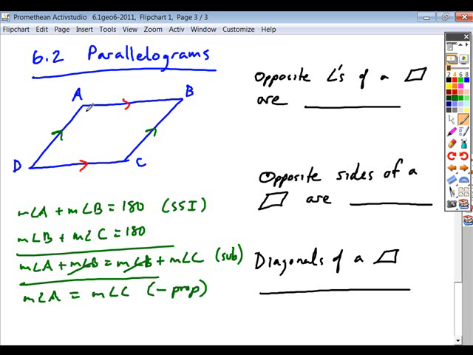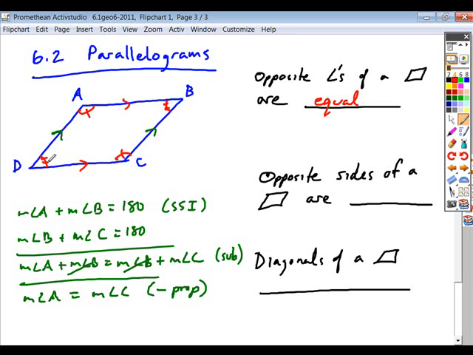And so we see this relationship here that opposite angles in a parallelogram are going to be equal. And you guys should have seen that in your calculations on Sketchpad. Okay. The same exact line of reasoning works for B and D.